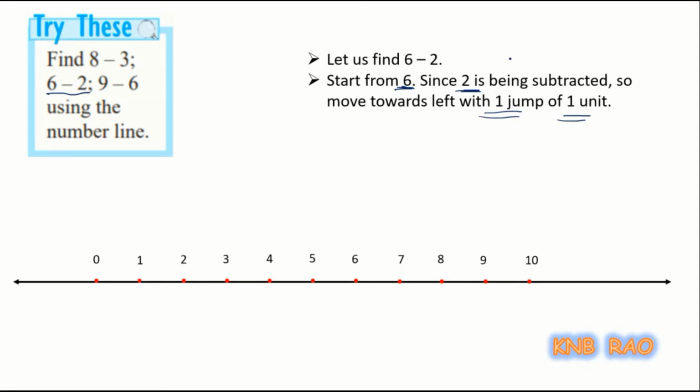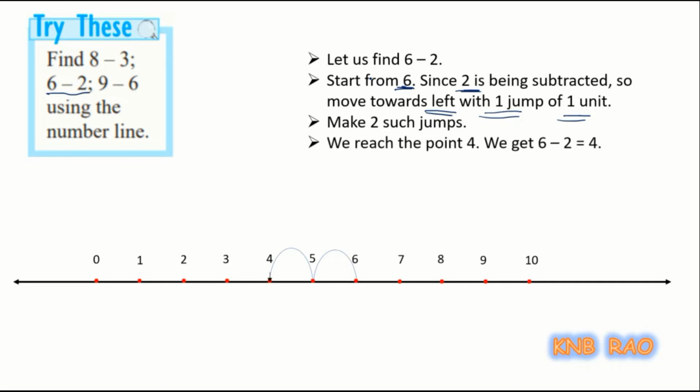But where to jump? It is towards left. Since we are doing subtraction, we need to jump towards left. So starting from 6, we will jump for 2 jumps. So 6 to 5, first jump, then 5 to 4, second jump. So finally we arrived at 4. So the answer 6 minus 2 is 4. This 4 is called the difference. This is how we need to do subtraction of whole numbers on the number line.